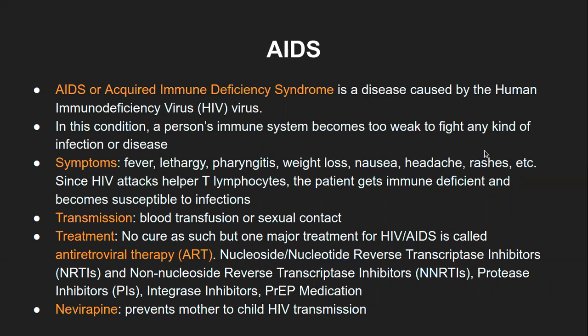So AIDS, the full form is acquired immunodeficiency syndrome. That means it is acquired, the effect of something, that is the infection, and it causes the immune deficiency. That means in our body, the T lymphocytes or the immune cells are getting affected. So our immunity goes very low. So that is AIDS. And this is caused by the virus known as HIV, that is human immunodeficiency virus.